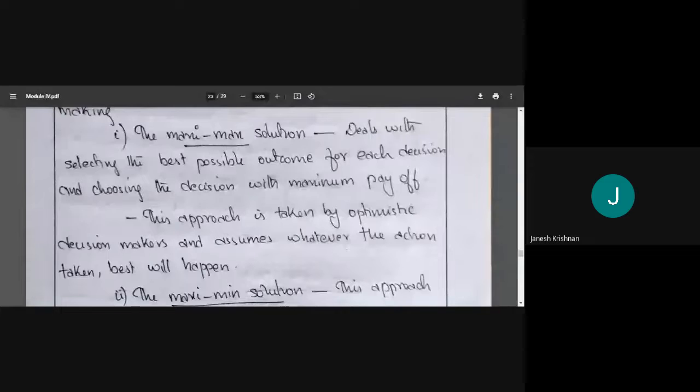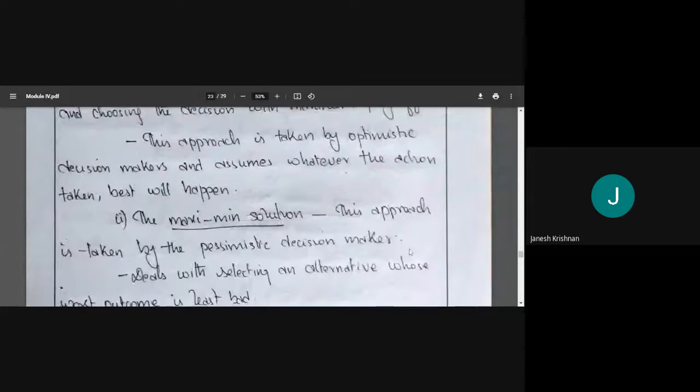So we have four alternatives: A, B, C, and D. For the first alternative, we see what the best outcome is. For the second, what is the best outcome? For alternative C, what is the best outcome? And D. Among these, we choose the maximum payoff. That's why we call it optimistic, maxi-max: selecting the best for each decision and choosing the decision with maximum payoff. Clear? This is the optimistic decision maker, who assumes that whatever decision is taken, the best will happen. That is the maxi-max solution.